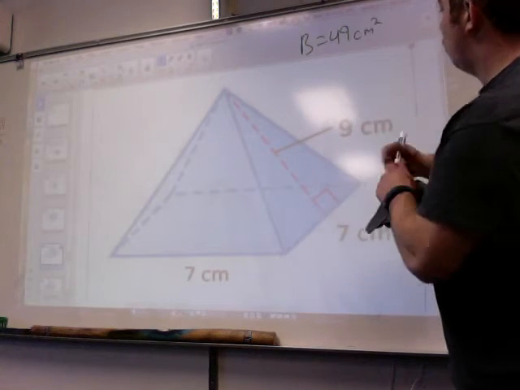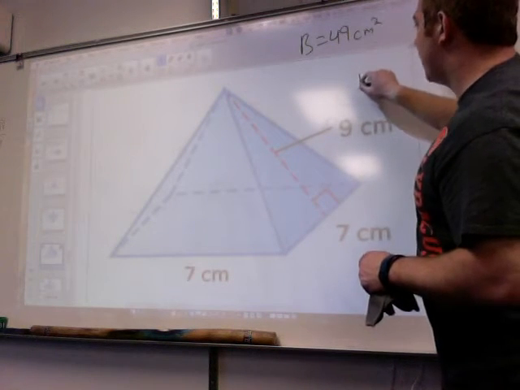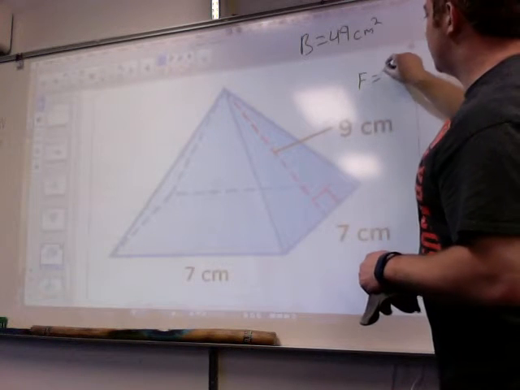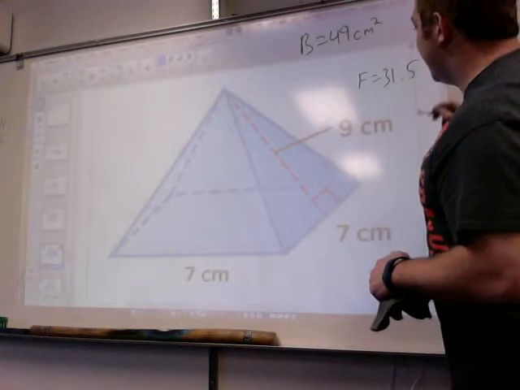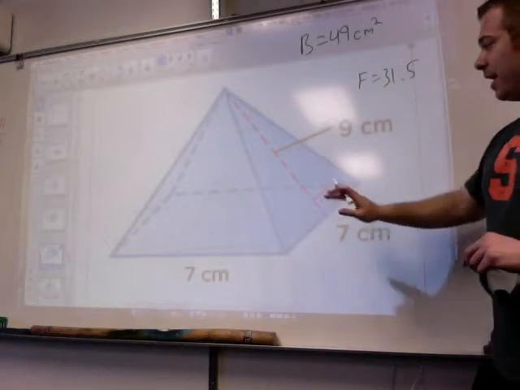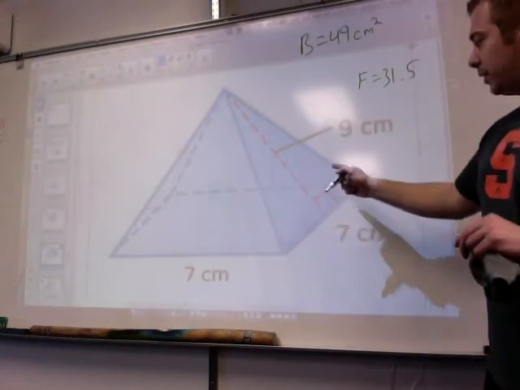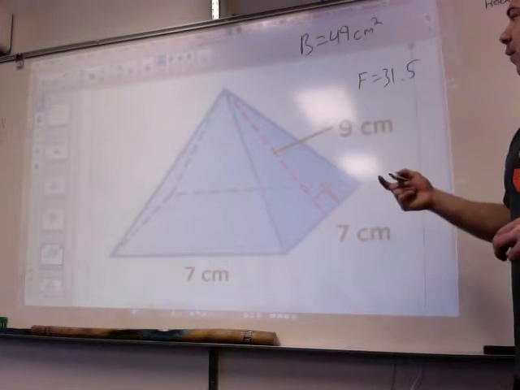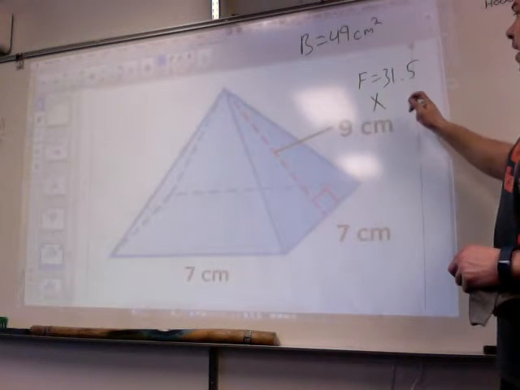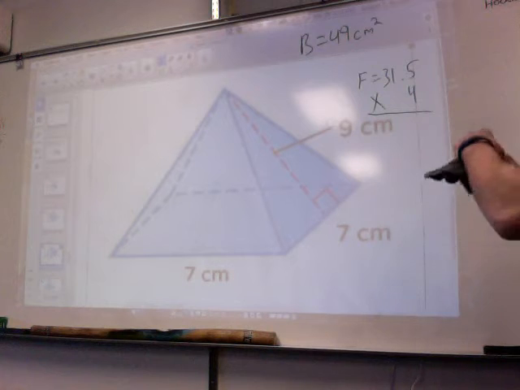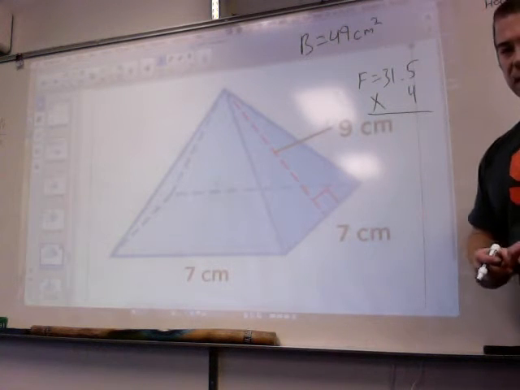So one lateral face, I'll say F for face, equals 31.5, or 31 and 5/10. Now I have 4 lateral faces. They're all the same. So once I find one, and I know I have 4 of them, I could just do 31.5 times 4, and that will give me all of my faces combined.